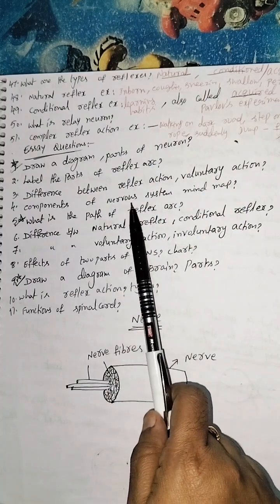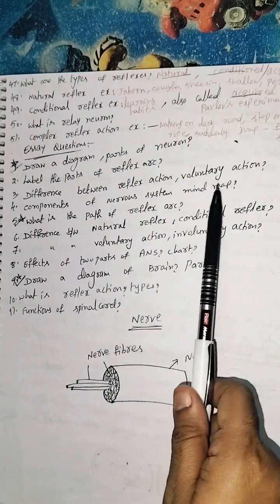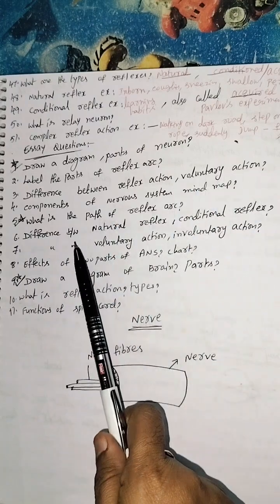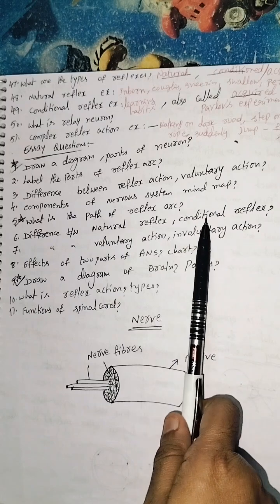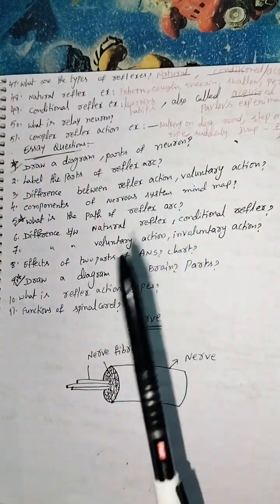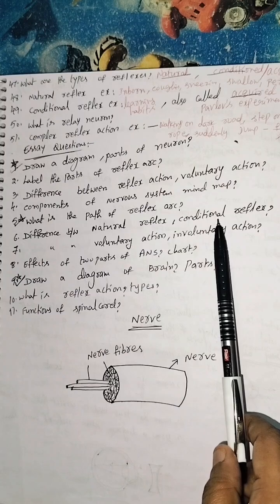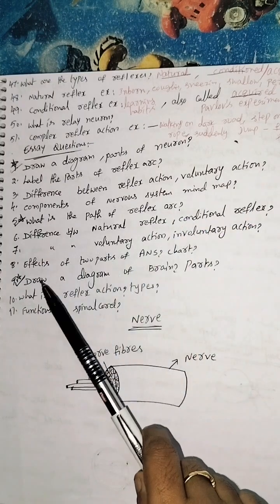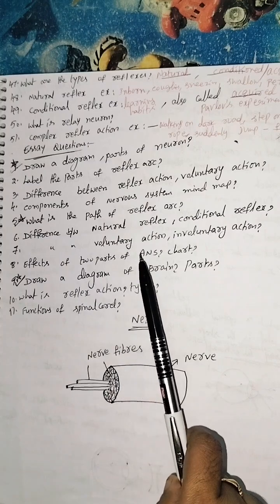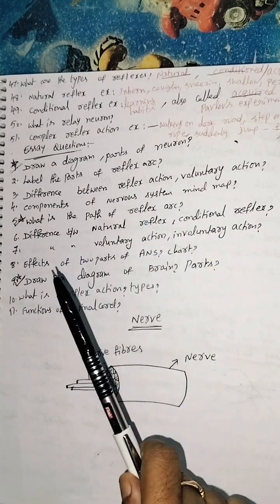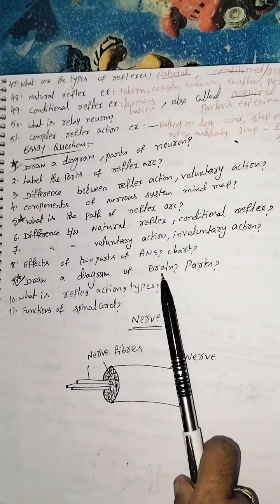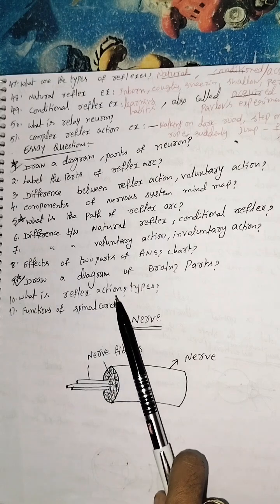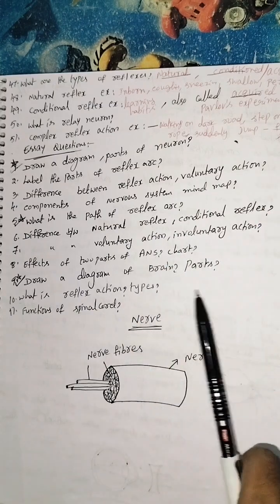Next, components of the nervous system mind map. What is the path of the reflex arc? Difference between natural reflex and conditioned reflex: natural is inborn, conditioned means learning. Next, voluntary action and involuntary action difference, and effects of the two parts of the autonomic nervous system in a chart. Draw a diagram of the brain and its parts and their functions. What are the types of reflex action? Functions of the spinal cord.